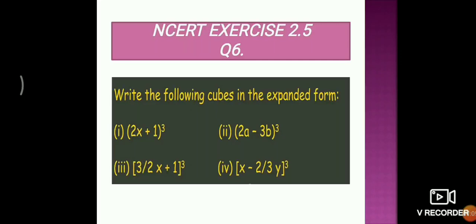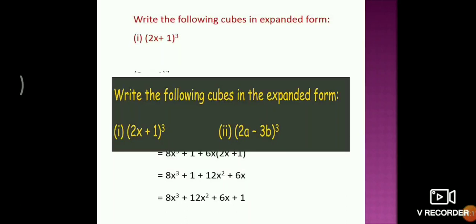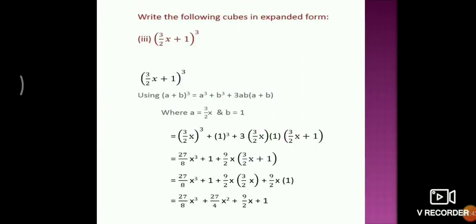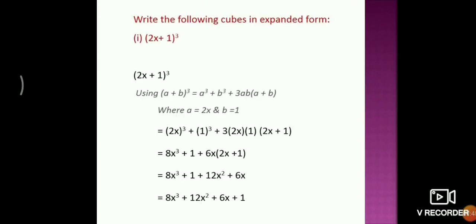So the first and the third question I will be solving here; the second and fourth, try yourself. In the first question, it is (2x + 1) whole cube. Comparing with the identity (a + b) whole cube, I got that a is equal to 2x and b is equal to 1. Substituting the values in the right hand side of the identity, I got (2x) whole cube plus 1 cube plus 3 into 2x into 1 bracketed (2x + 1). Solving it, I got 8x cube plus 12x square plus 6x plus 1 as the polynomial.